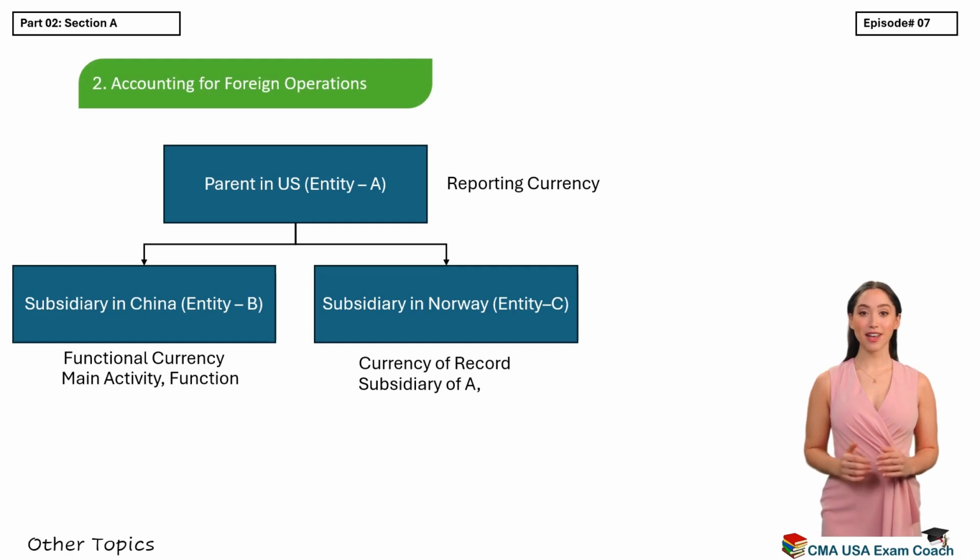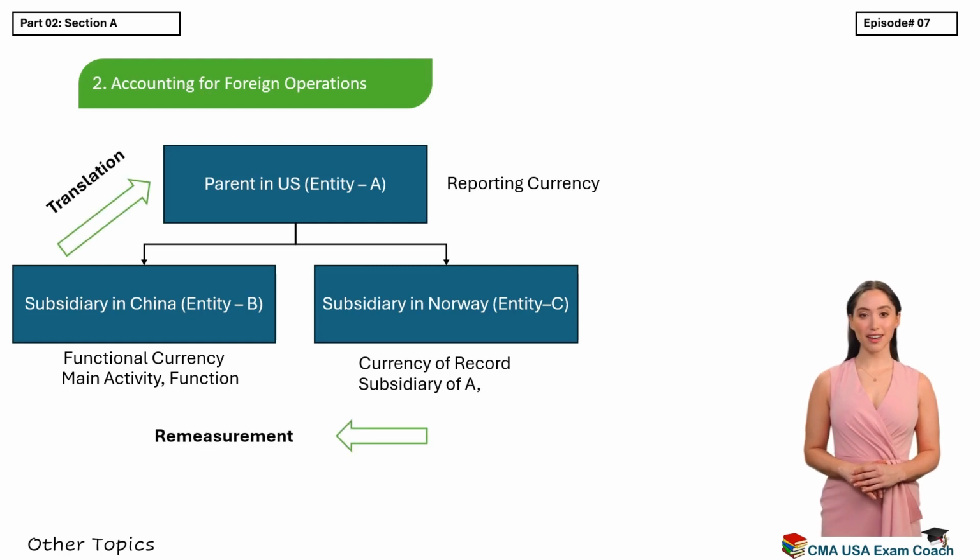Now, how does the accounting work? First, remeasurement. Since the accounting records are maintained in Norwegian krone, but the functional currency is Chinese yuan, the subsidiary must first remeasure its books into Chinese yuan.